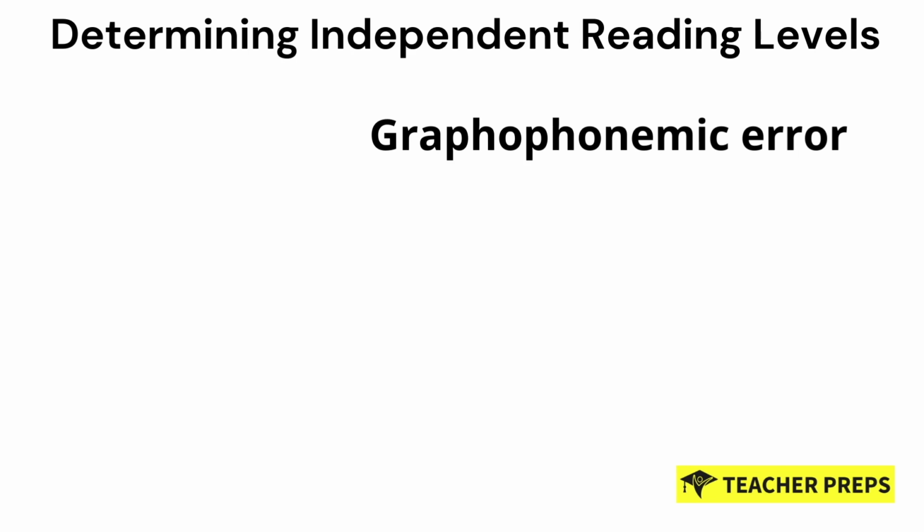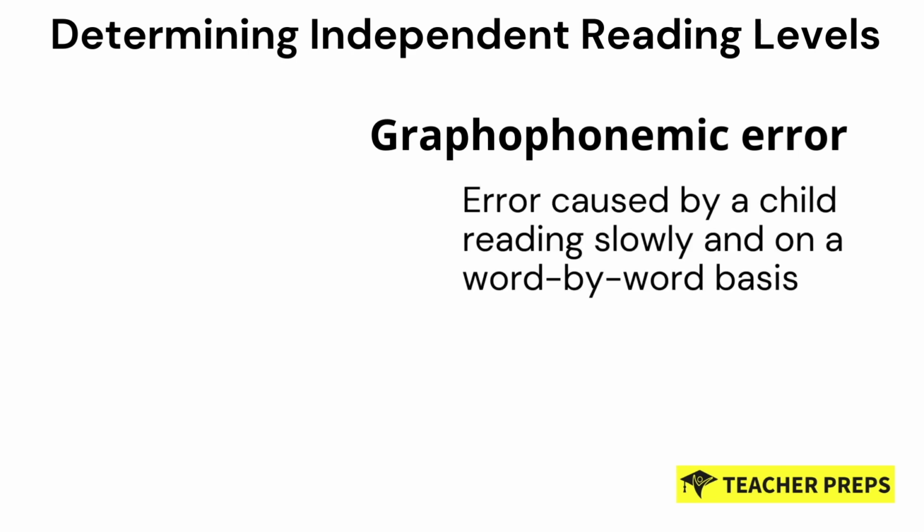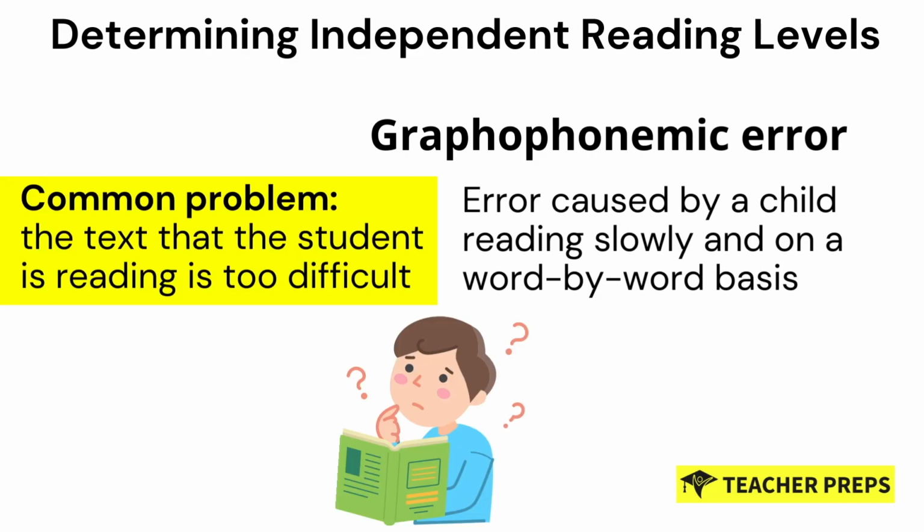Now let's have a look at graphophonemic errors. This is an error caused by a child reading slowly and on a word-by-word basis, which tells us that the student is relying too heavily on looking at the phonics to try to decode the word. The most common culprit for this case would be that the text that the student is reading is too challenging.